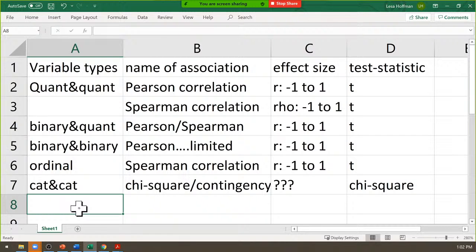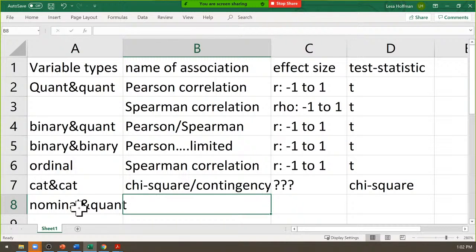Here's another one that we haven't done yet. Let's say nominal and quant. What do you think about that one? This is a trick question. Here's my answer. Next week. Actually, probably 2 weeks. I'll rephrase that. Need a model for that one. Take an advanced stat class? No. Stay with me for 2 more weeks and we'll get there.